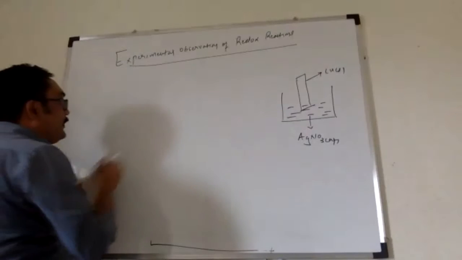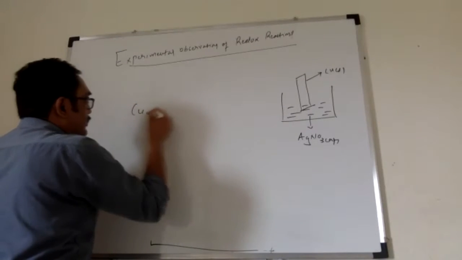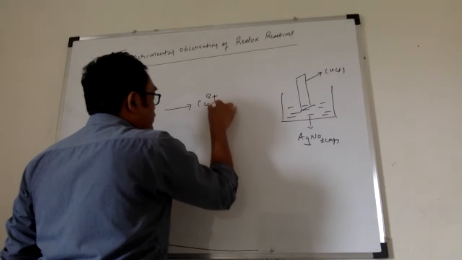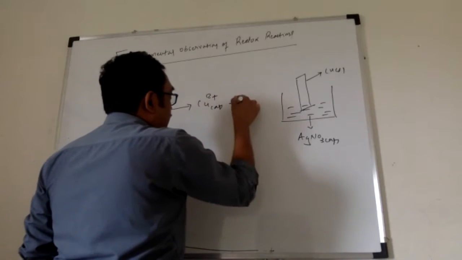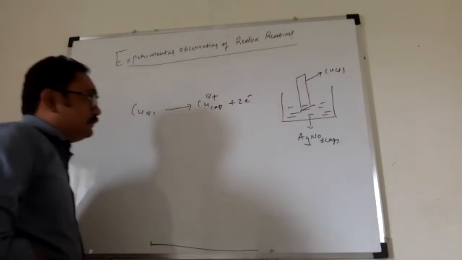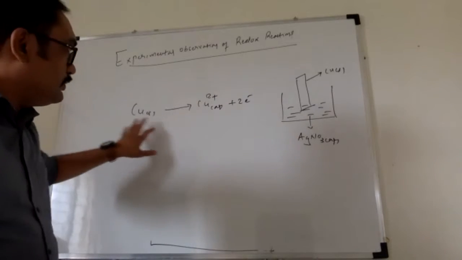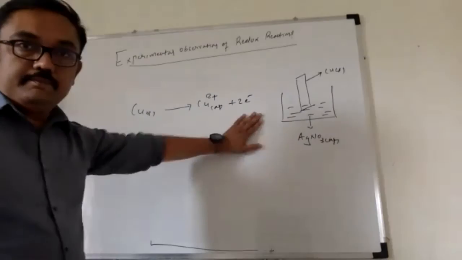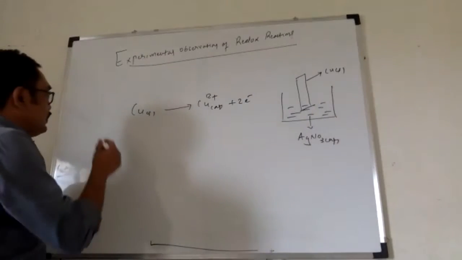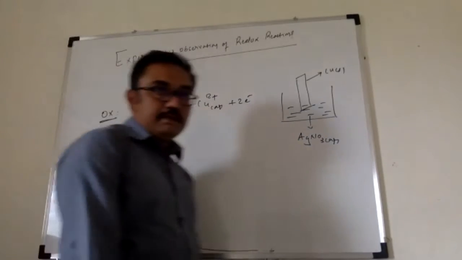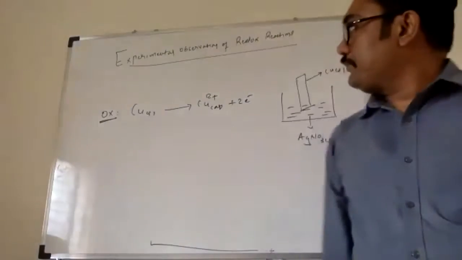See, what will happen to copper atoms? It will go into the solution as a copper ion. And there will be loss of 2 electrons. Copper has changed from 0 to +2, so it loses 2 electrons. And this is oxidation. So there is oxidation of copper.